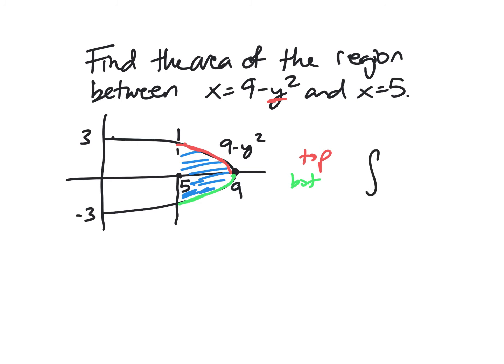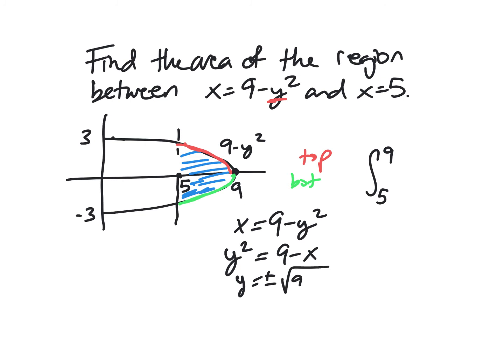And so if I want to do this integral from 5 to 9 of top minus bottom, I have to rewrite these. So this is really just the 2 pieces of x equals 9 minus y squared, right? You can solve for y as y squared is 9 minus x, and so y is plus or minus the square root of 9 minus x. And so the top is the positive square root, and the bottom is the negative square root.